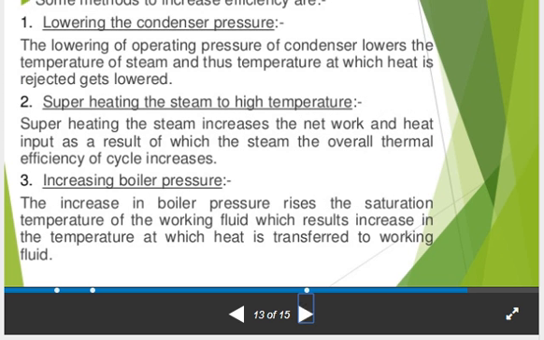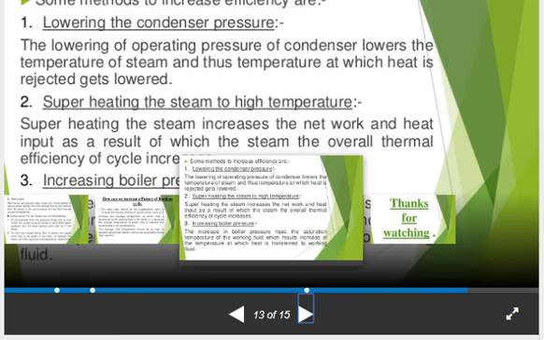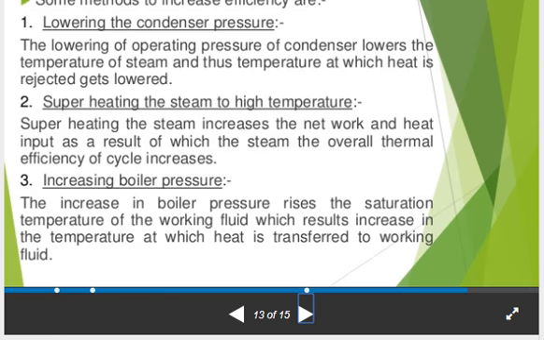Then we can discuss some methods to increase the efficiency. The first one, lowering the condenser pressure. Second is superheating the steam to a high temperature, and third, increasing the boiler pressure. First of all, we discuss lowering the condenser pressure. Lowering the operating pressure of the condenser lowers the temperature of steam, and thus the temperature at which heat is rejected gets lowered.